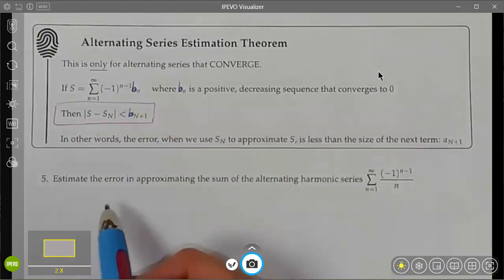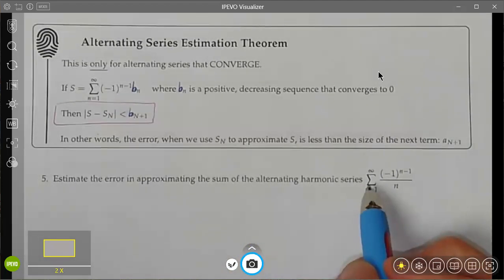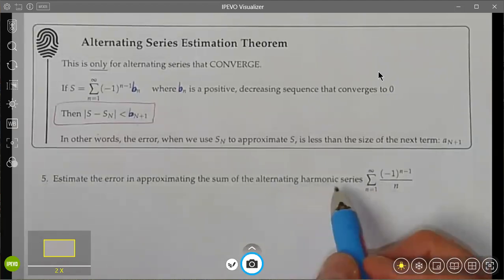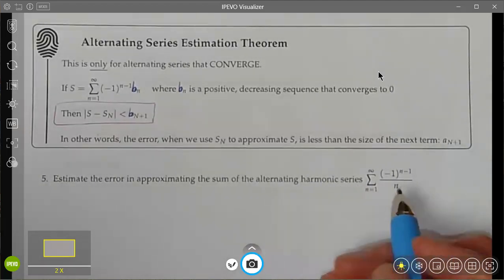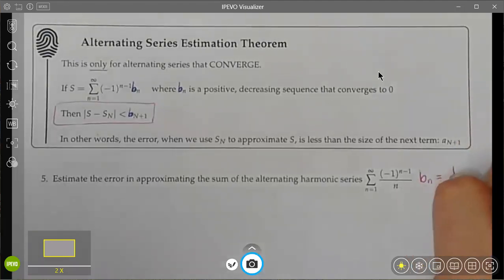All right, so we're going to start this out. We're going to approximate the sum of the alternating harmonic series using the first 9 terms. So we're going to actually find S9 and then we'll figure out what the error is in that calculation. My b sub n here, I'm going to strip off my blinker, so my b sub n is just 1 over n.